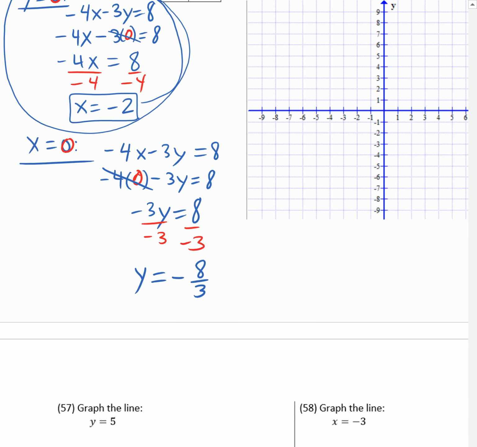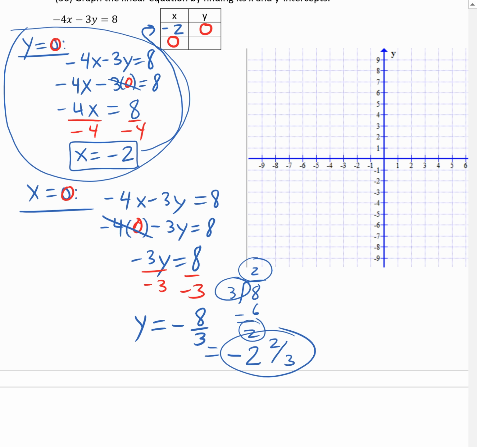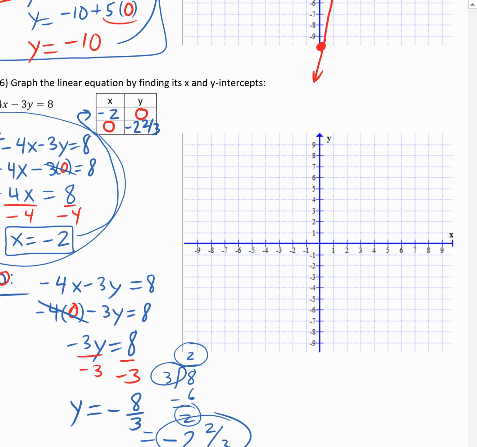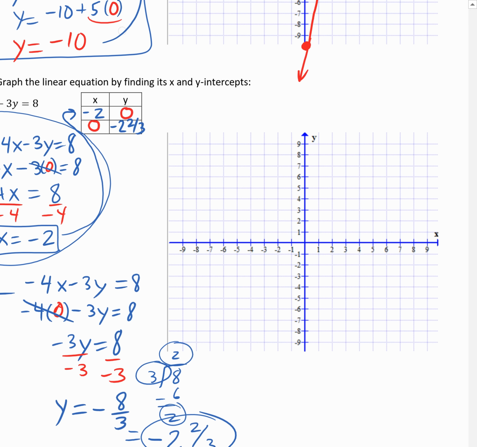3 can go into 8 twice with 2 left over. So this is negative 2 and 2/3. All right, that's my last point. So the first point we found, (-2, 0), that's off to the left. And then (0, -2 2/3), that's down here, somewhere between negative 2 and negative 3. And that's it. Connect those points. Beautiful.